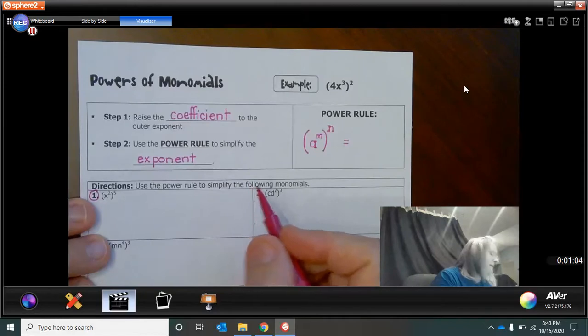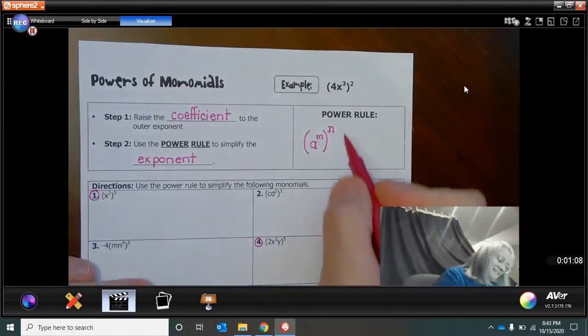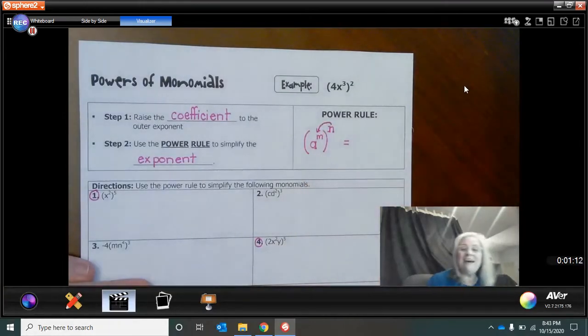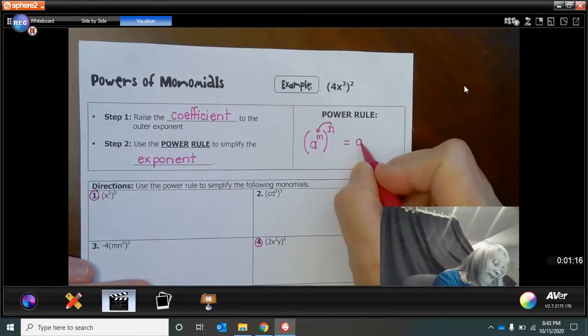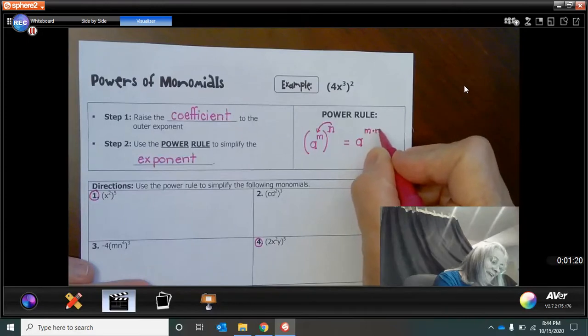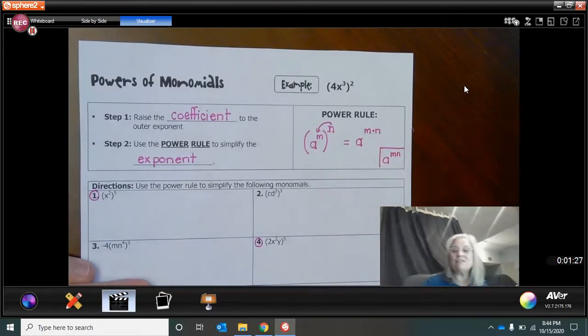So the power rule looks something like this. That means I'm going to multiply that n times that m. So we would have a, and it would be m times n, which in the long run would be a to the mn, and that would be our answer for this one.